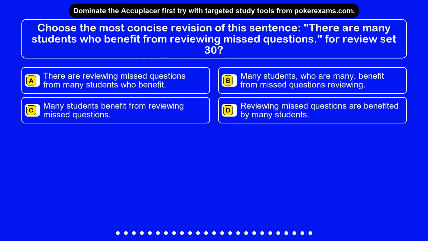Question 22. Choose the most concise revision of this sentence. There are many students who benefit from reviewing missed questions before review set 30. Option A. There are reviewing missed questions from many students who benefit. Option B. Many students, who are many, benefit from missed questions reviewing. Option C. Many students benefit from reviewing missed questions. Option D. Reviewing missed questions are benefited by many students.